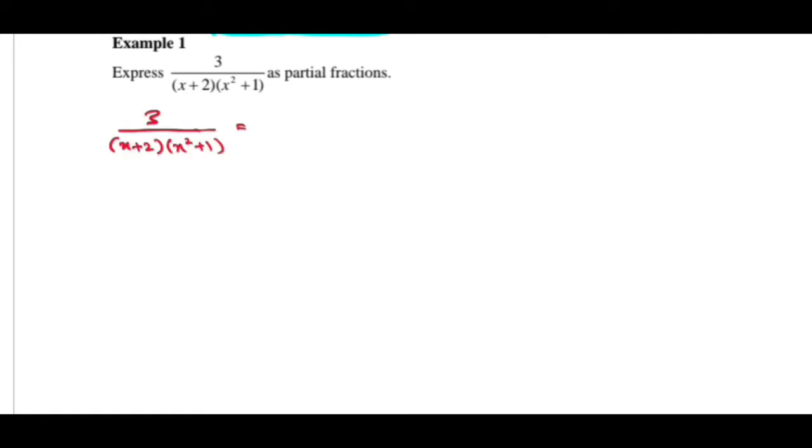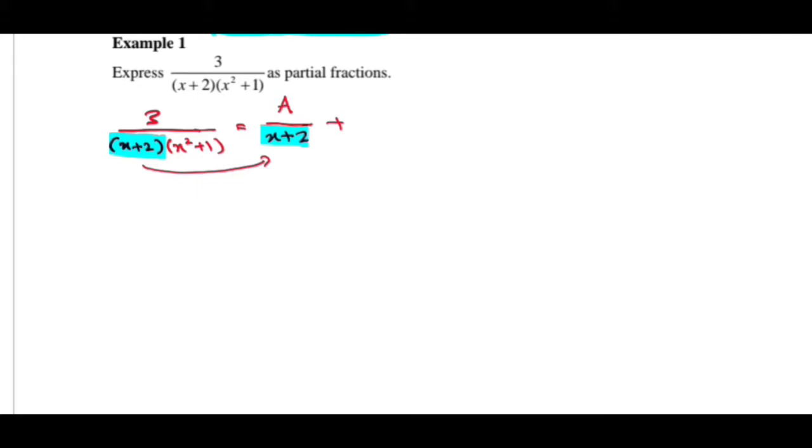To solve this question, you have to look at the denominator one by one. Look at the first expression of the denominator. The first expression of the denominator is x plus 2. There's no square there. So what type of denominator is this? This denominator is what we call a linear factor. So how to separate it is we have to first write down this factor. It's linear. So remember, when the denominator is linear or x power 1, the numerator must be a constant. So just write a on top.